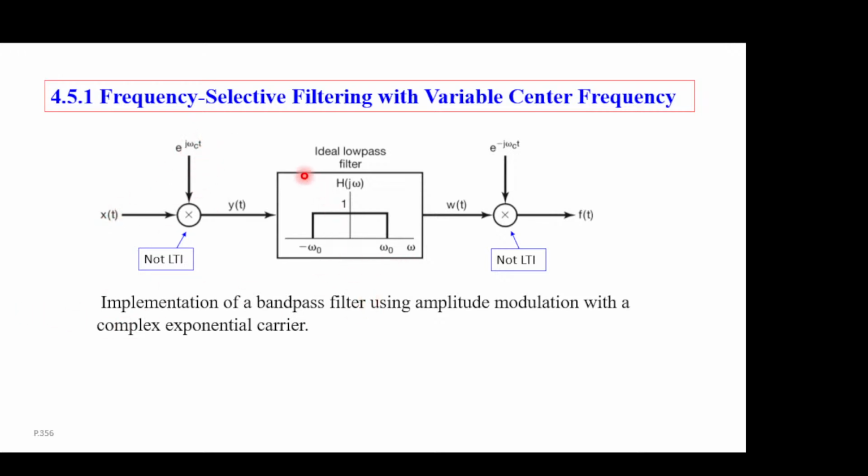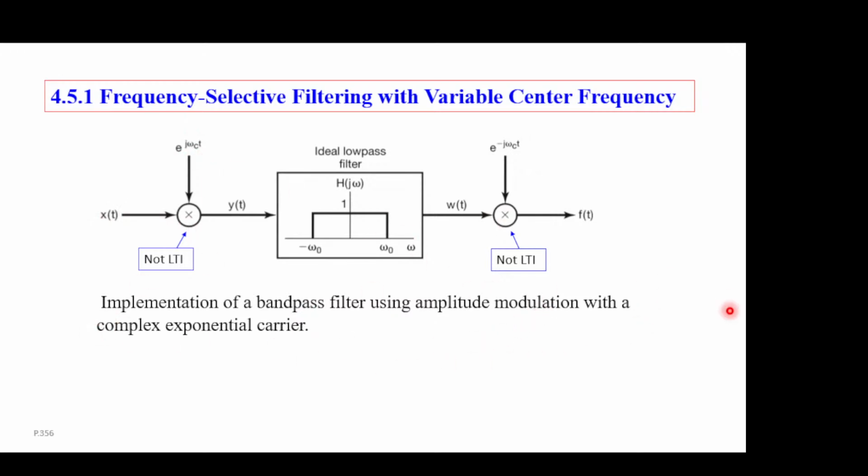Then you apply just a low pass filter. You can control this static low pass filter. You filter it, then you shift the frequency back by multiplying by e to the minus j omega c t. And this results in you actually filtering x around the omega c that you write here.